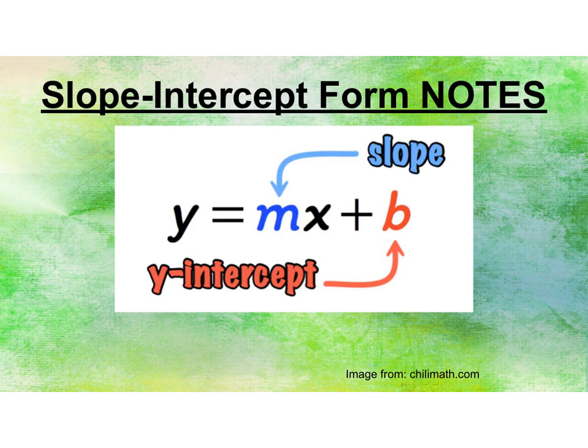Slope-intercept form is y equals mx plus b. You start by plotting your y-intercept, and then you move your slope.